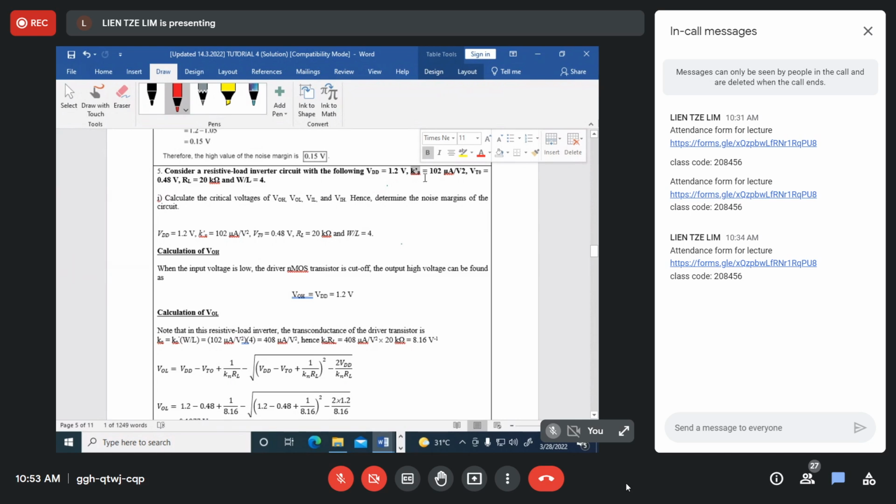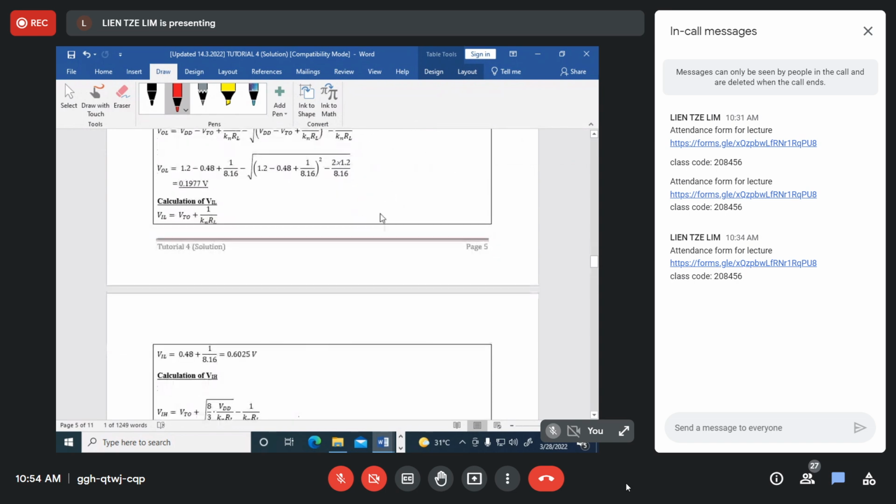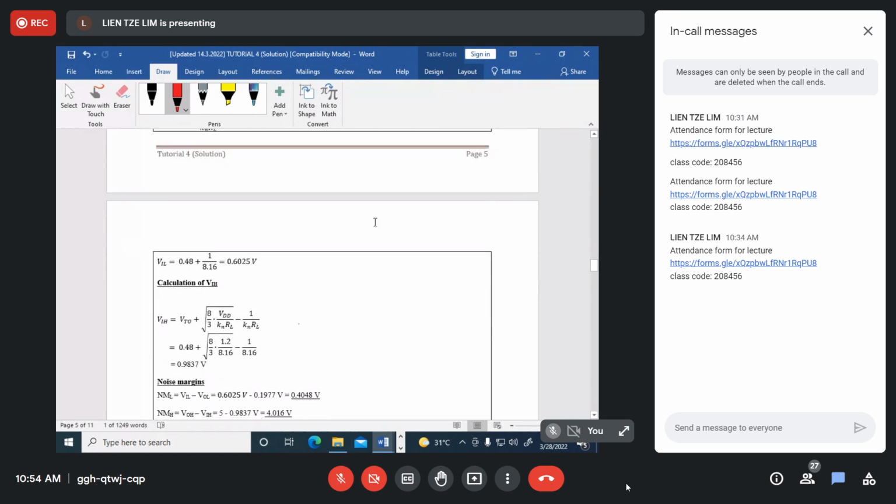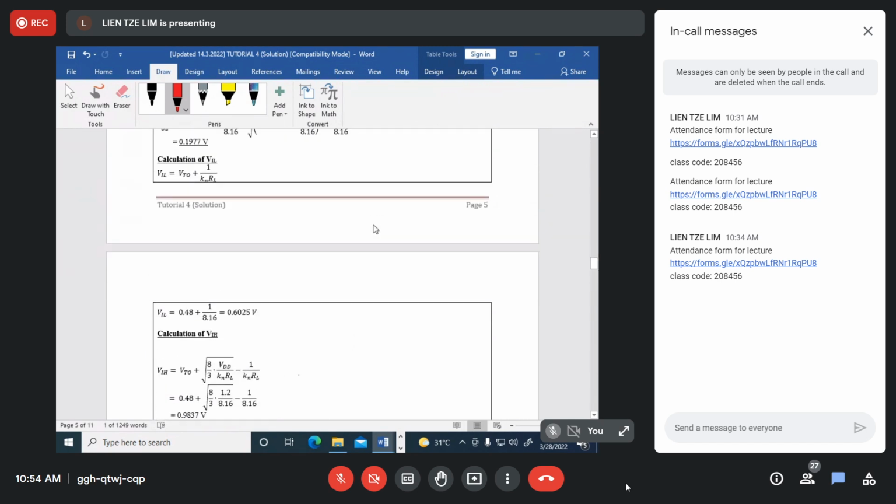To calculate Kn, you need to apply the K prime and multiply with width over length. I mentioned this to you before, and now I mention it again to help you recall. Please make sure you remember this. After you get the Kn, then you can multiply with the RL, then you get 8.16.